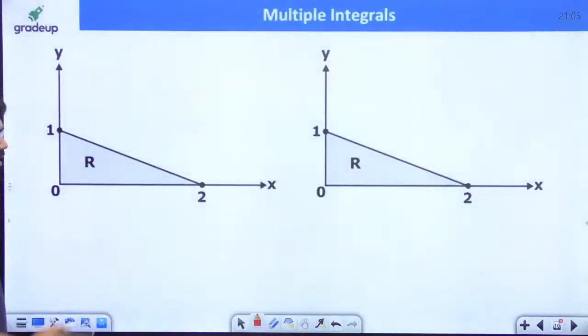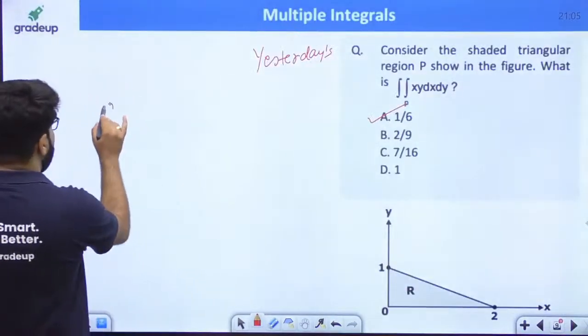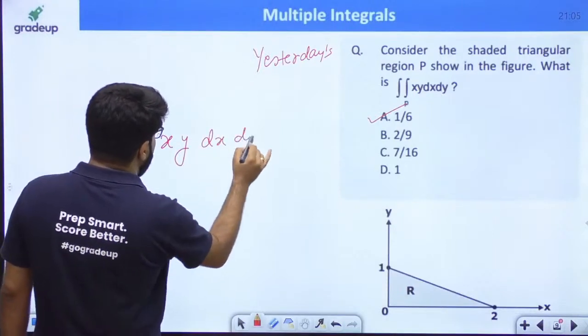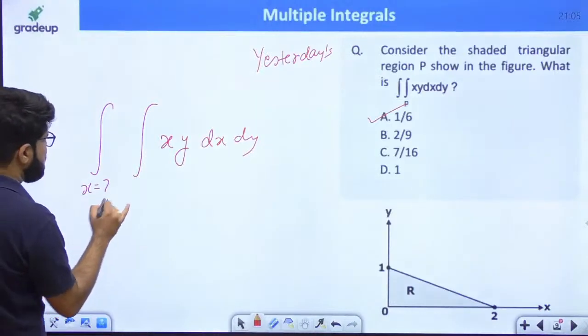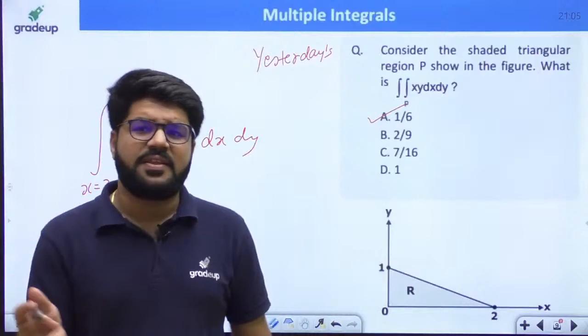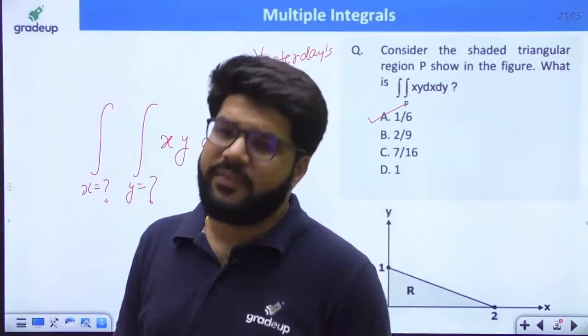There is a region R over which I want to integrate. But when I want to integrate the double integral xy dx dy, what are the limits? First we solved the direct questions yesterday, where the limits are given, and then I told you which variable is to be integrated first depends on the given limits.